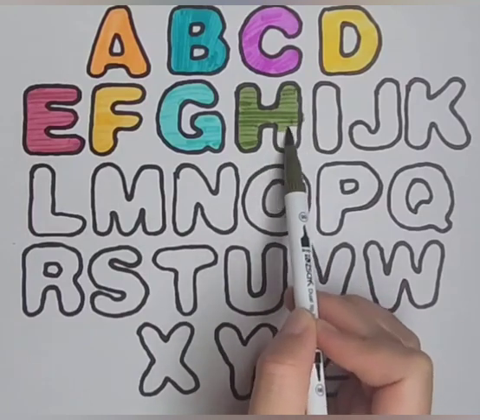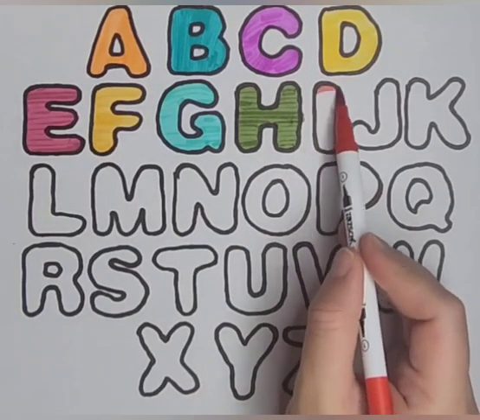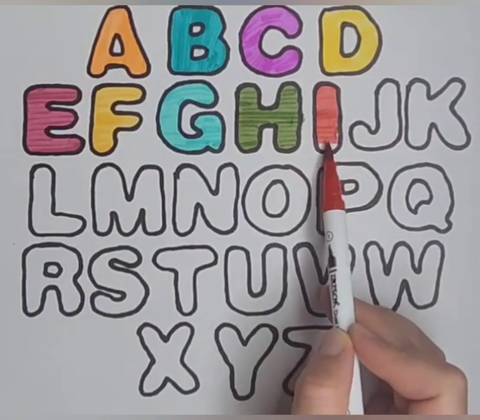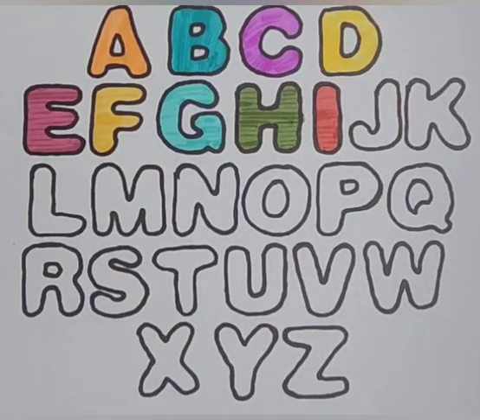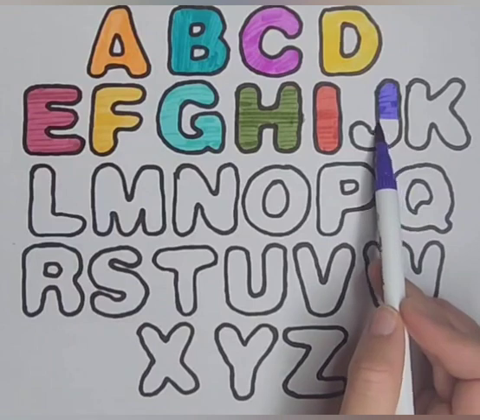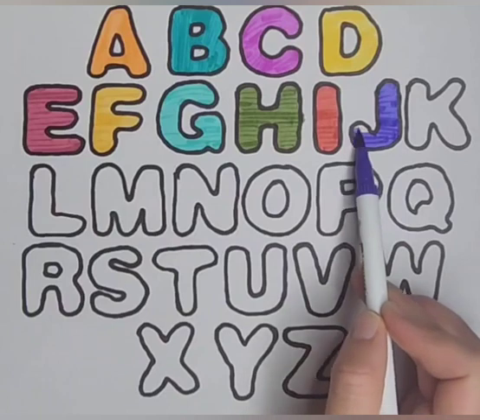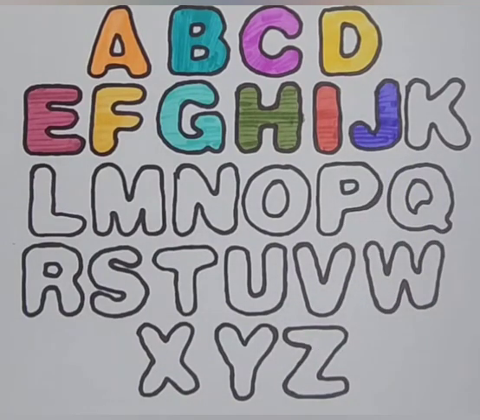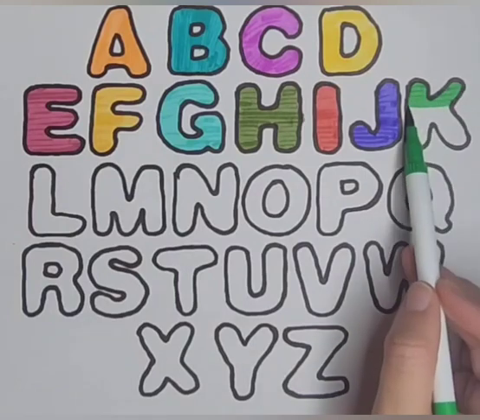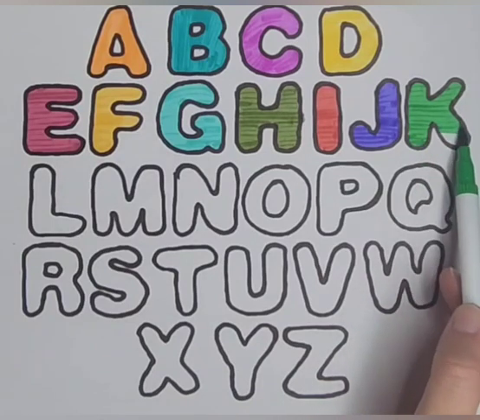Green H. H is for horse. Red I. I is for iguana. Blue J. J is for jelly. Green K. K is for kitten.